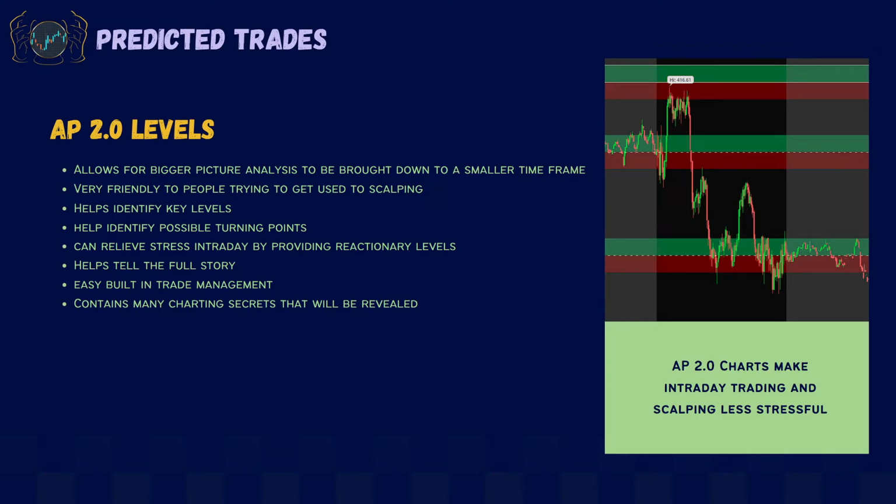It is really going to help you improve on your ability to identify key levels, help identify possible turning points all throughout the day, and can relieve stress intraday by providing reactionary levels. There is a system within the chart to trade around that I will go over in the class as well. It helps tell the full story, and then it has an easy built-in trade management system, like I just said, and it contains many different secrets that I will have to reveal to show you how to make these types of charts. So this is kind of what it looks like overall. If you've never seen it before, it makes intraday trading and scalping less stressful.